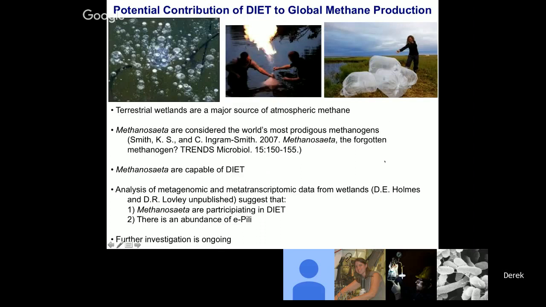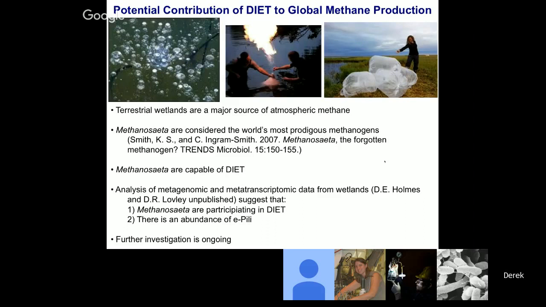I didn't have any good pictures. But my important point here is that in these terrestrial environments, methanosata are probably the biggest contributor to methane production in terrestrial wetland environments. They've been called the most prodigious methanogens on Earth because they're very effective in acetate metabolism.